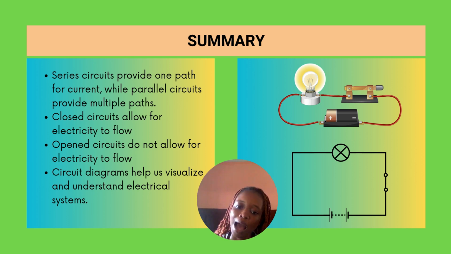So in order for electricity to flow, our circuit has to be what? Closed. An open circuit does not allow for electricity to flow. So once your circuit is open, electricity cannot flow. If there is a break in the pathway of electricity, electricity will not flow. That means that circuit is open and it will not work. And also we learned about the circuit diagram, which helps us to visualize electric circuits even without the actual components being present.